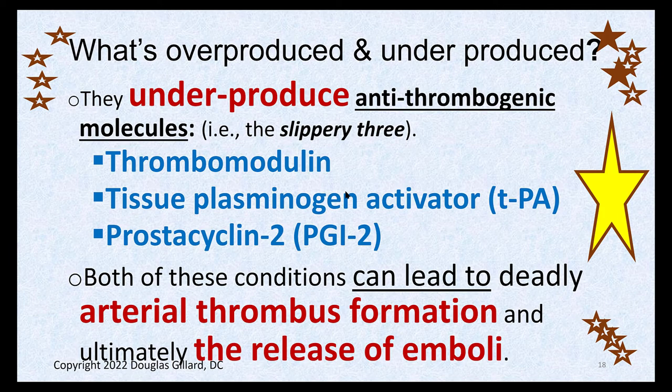So antithrombogenic molecules are underproduced, and those are the slippery three. We need those slippery three to prevent blood clots. And so thrombomodulin, tissue plasminogen activator, and our friend prostacyclin are all underproduced by an inflamed, irritated, and upset endothelial cell. Both of these conditions can lead to the deadly arterial thrombus and the even more deadly arterial embolism.